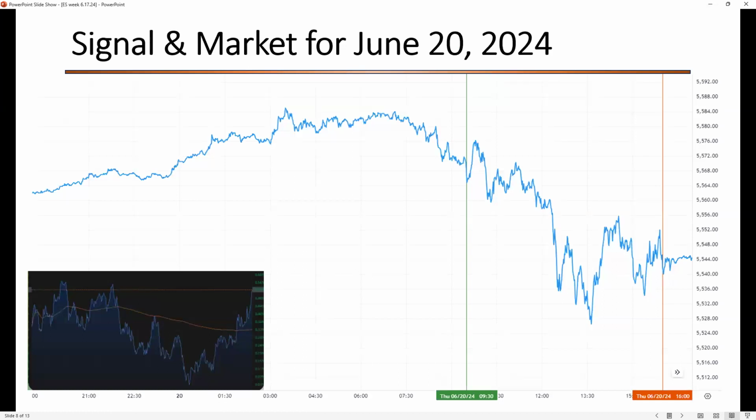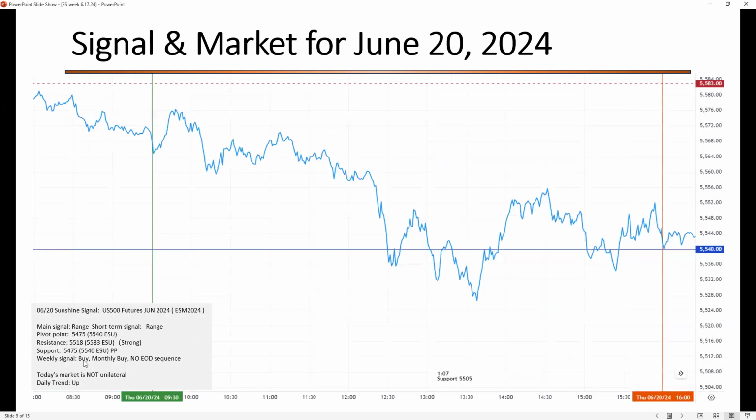For Thursday, June 20th, the reference chart is showing a possible chop day, but if there is a dip, then it may recover. The signal we have is range buy, unchanged from Tuesday. It's no EOD sequence, trending day possibility is not detected, and trend is still up.